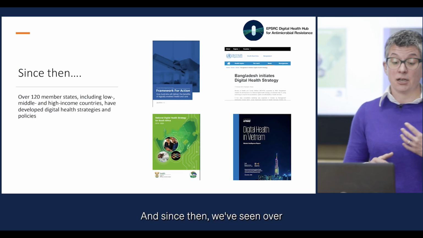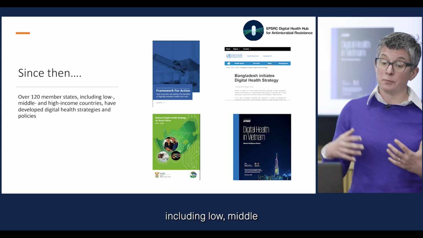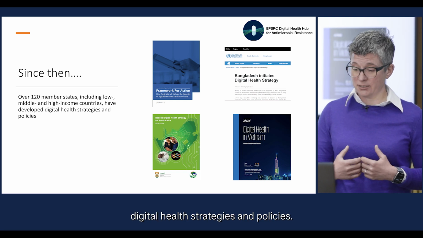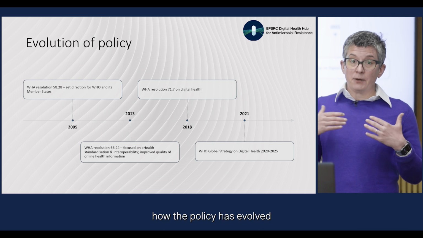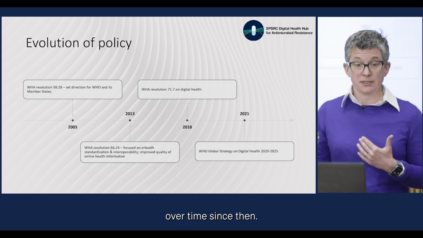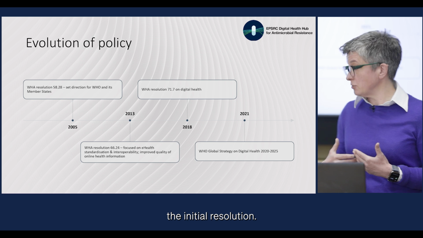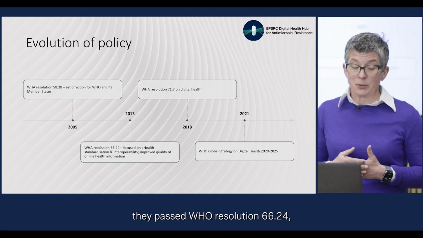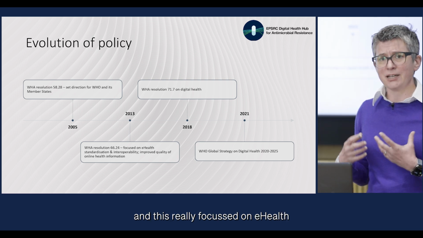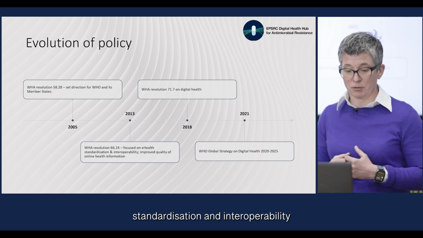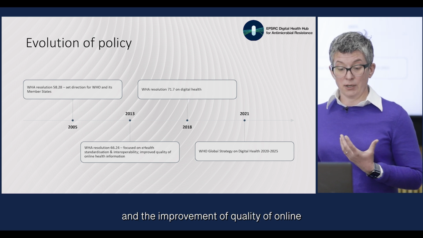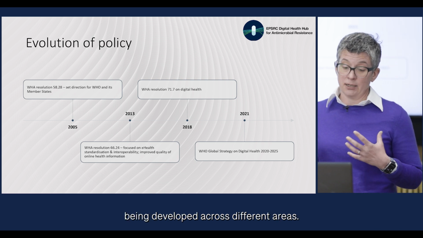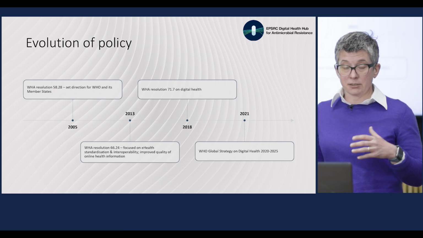And since then, we've seen over 120 member states, including low, middle and high income countries, develop their own digital health strategies and policies. And this figure just shows how the policy has evolved over time since then. So we've got the 2005 initial resolution, and then in 2013, they passed WHO Resolution 66.24, and this really focused on e-health standardisation and interoperability and the improvement of quality of online health information. And in that same year, we also saw regional policies being developed across different areas.